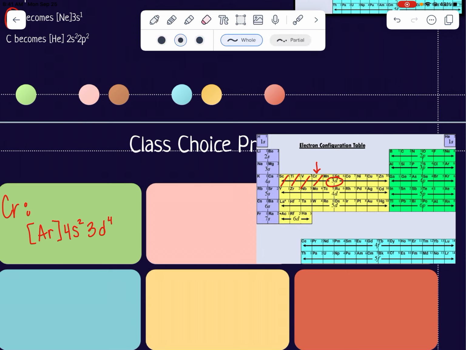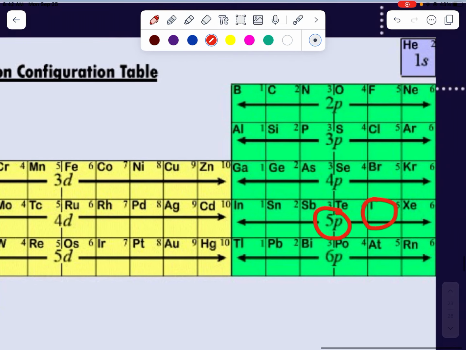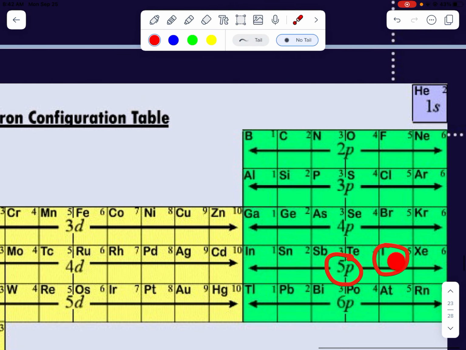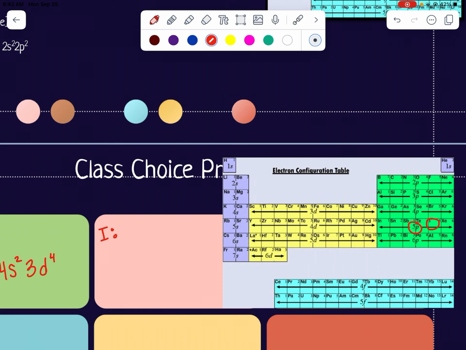All right, let's do another example. Let's do the element iodine. So iodine is here in the 5th row of the periodic table in the 5p level. To do shorthand notation for the element iodine, I'm going to put my finger on the element iodine, go to the row above it, and go to the noble gas at the end. It's krypton. So I'm going to put krypton in brackets. That was the end of the 4th row of the periodic table.